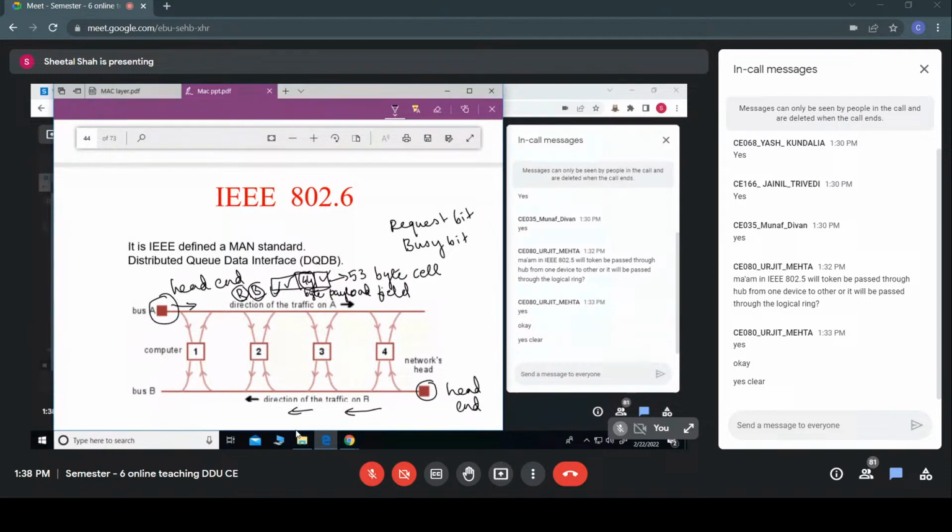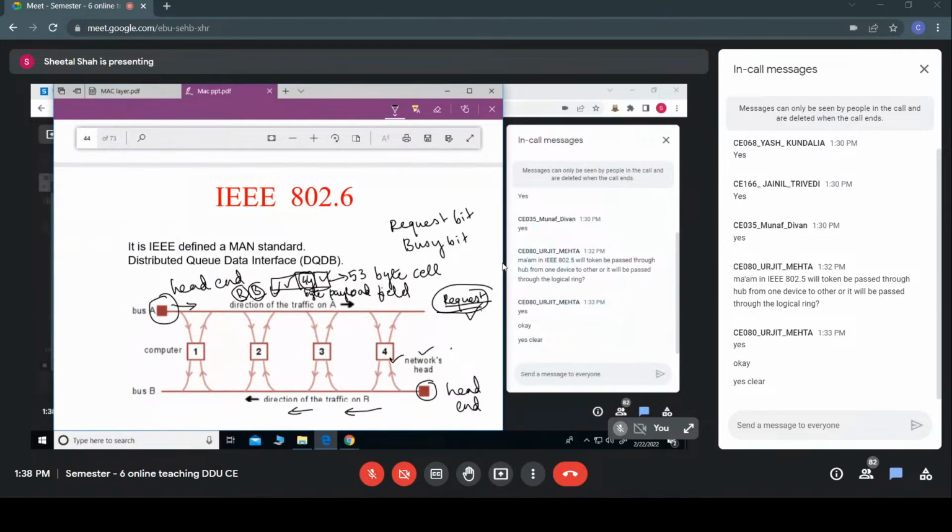In that bus A, in this 53 byte cell, it has to set the request bit. Okay, it has to set the request bit. So when this cell is moving through this channel, all the stations which are after station 3 would come to know that some station on the other end is requesting.